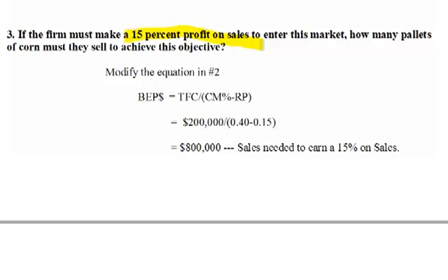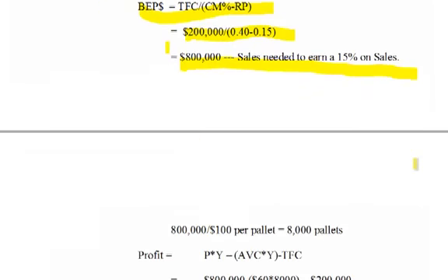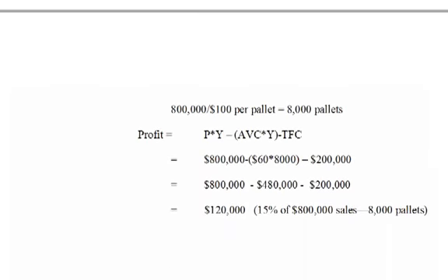Now, to reach that goal, how many pallets do they have to sell if they have to include this 15%? Again, we modify the equation in 2, where we take total fixed costs divided by the contribution margin percentage, minusing the 15% profit. So we end up with where we are here. Now we learn that sales have to be $800,000 for the firm to earn the 15% of sales. Well, lo and behold, let's see if this actually worked.